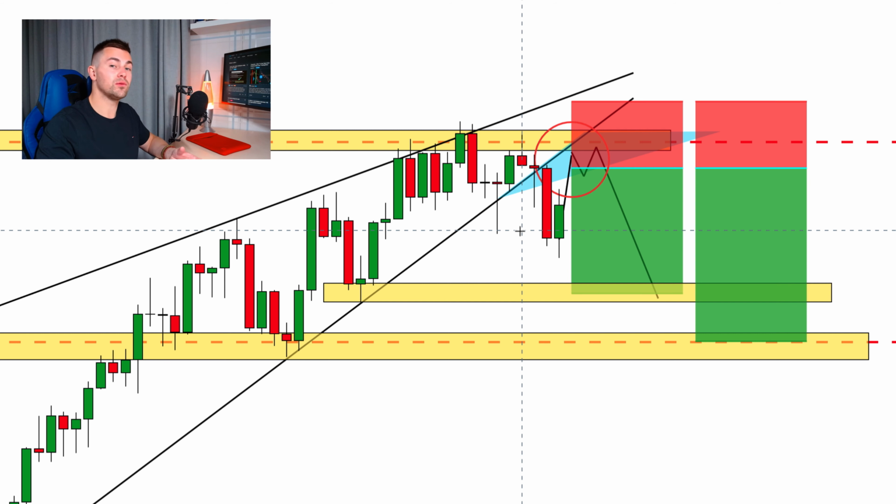There you're looking for the reversal pattern. There you're looking for a double top, head and shoulders, triangle, something like that that confirms the reversal. And only then you sell. Yes, only then you short.